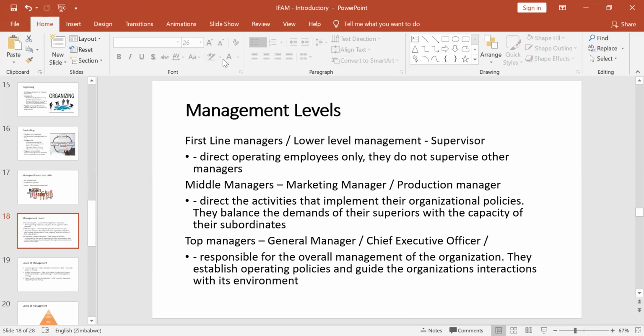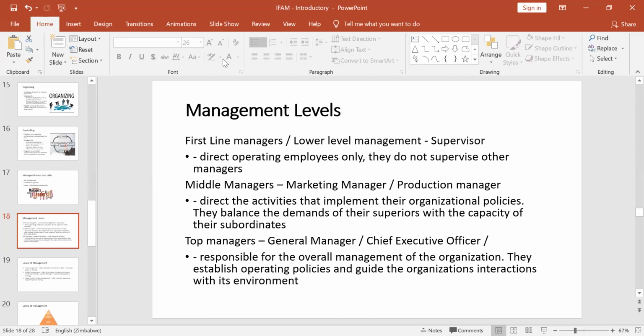Now, the lower level management is the only level of management that is not in charge of another management level. So supervisors will only direct and supervise lower level employees, but they will not have any manager reporting to them. Then the middle managers will have the supervisors or the lower level management reporting to them, and the top management will have both the middle managers and the first line managers reporting to them. I think this is going to make more sense as we go forward.